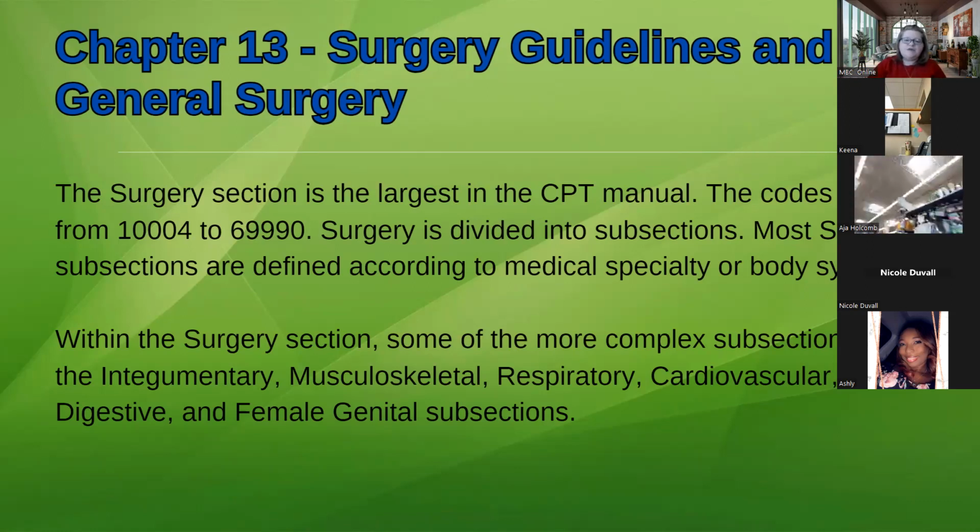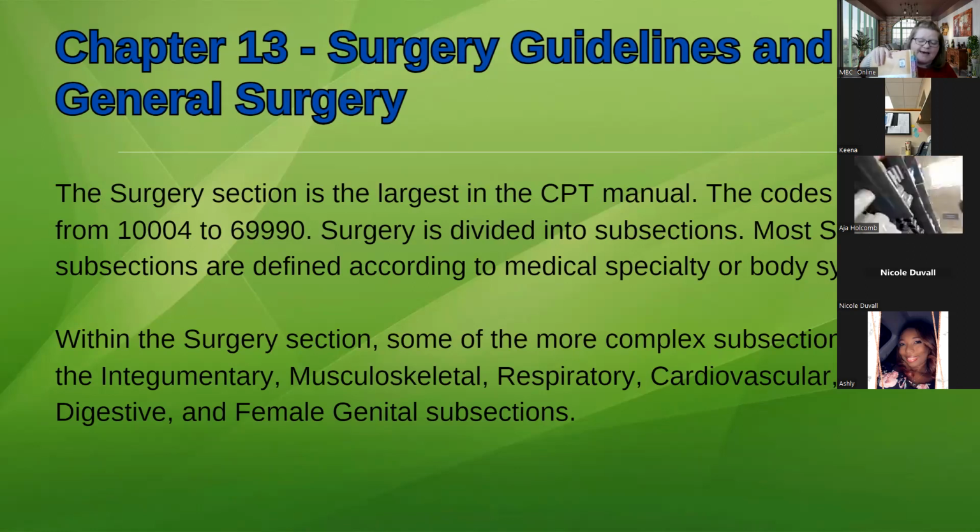Okay. Surgery is divided into subsections. Most surgery subsections are defined according to medical specialty or the body system. Within the surgery section, some of the more complex subsections are the integumentary, musculoskeletal, respiratory, cardiovascular, digestive, and female genital subsections. All right, so that is all well and fine to say, but I wanted to put it in terms that y'all could really break it down to, okay?